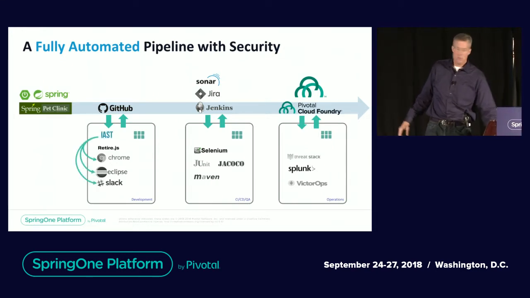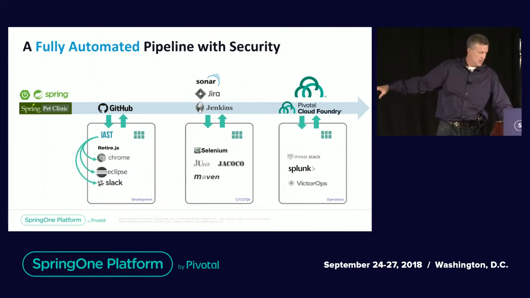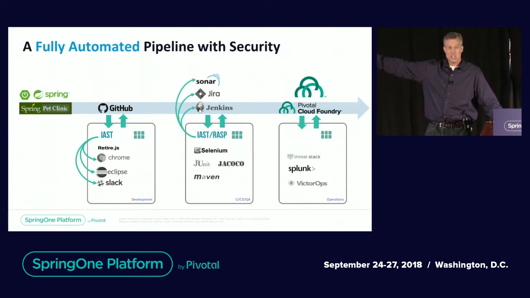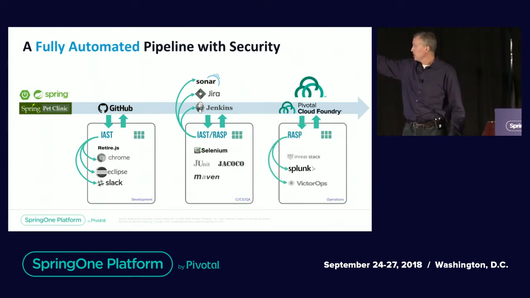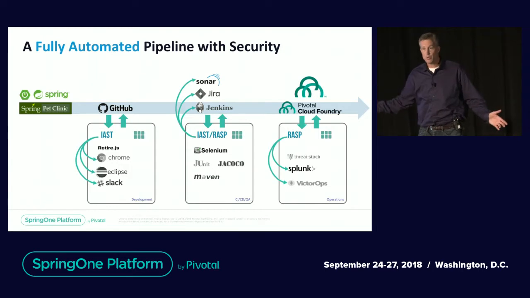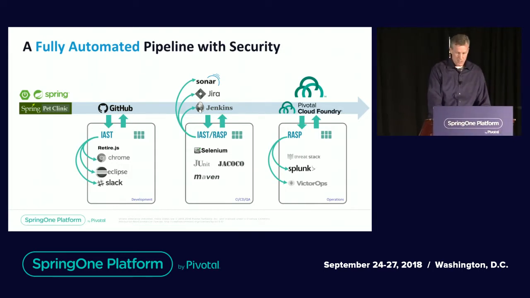And we're going to enable IAST in the dev environment, so we get instant feedback through the tools we're already using. Then in the CI/CD environment, we're going to use IAST and RASP, and we'll get feedback through the tools we're using there. And then in production, we're going to deploy to PCF, and we're going to use RASP to make sure that our application is protected against attacks. And we're going to do it all in about 20 minutes, and you guys can do it to your applications in about that same time.